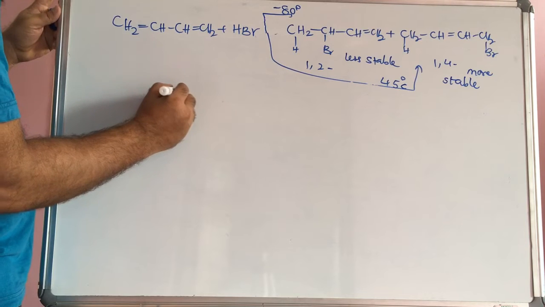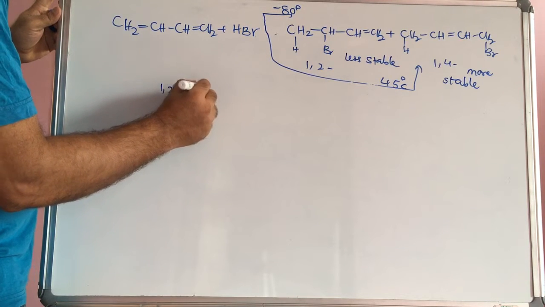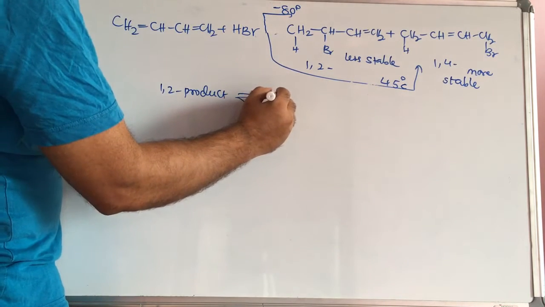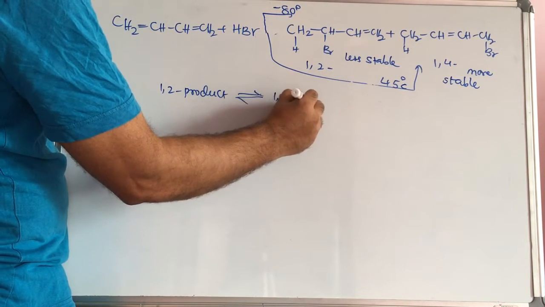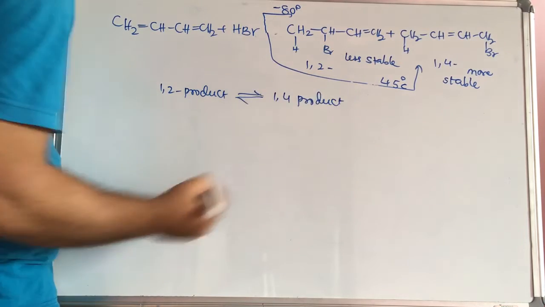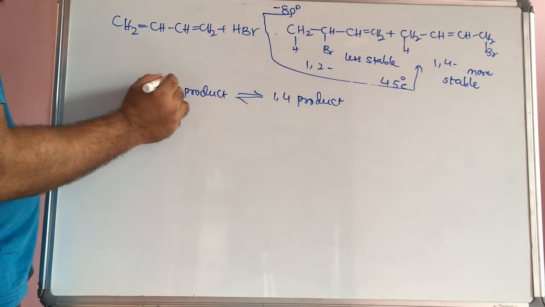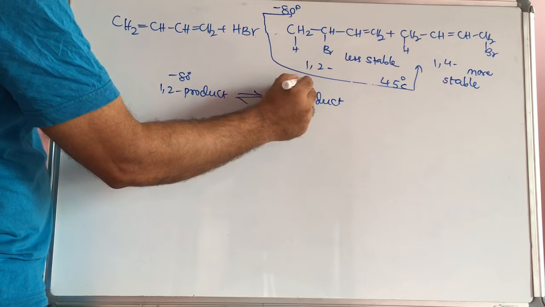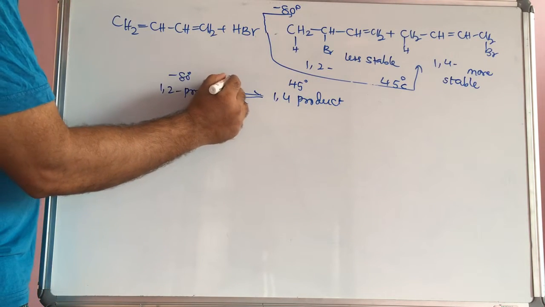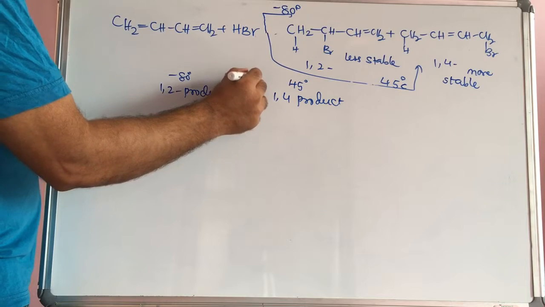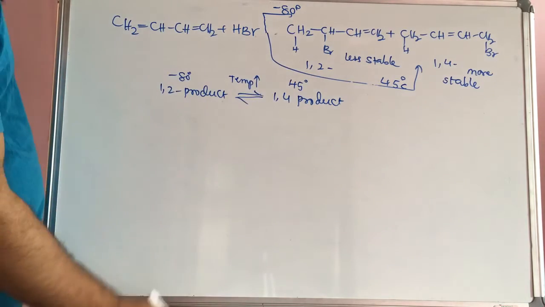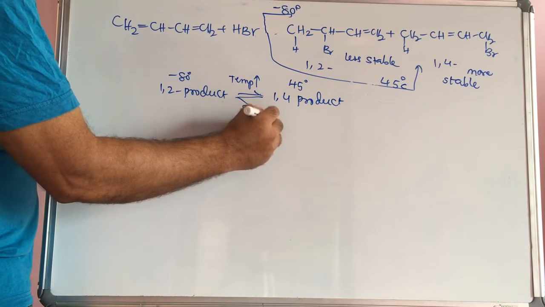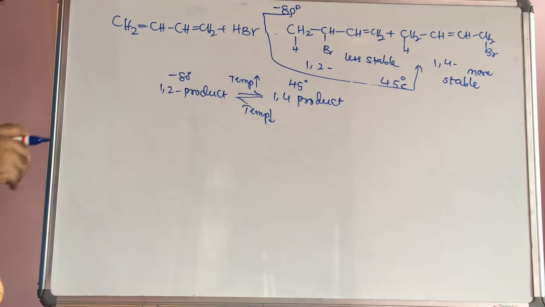That's why 1,2 product is converted into 1,4 product. This is at low temperature, for it is minus 80 degrees. This is 45 degrees. So temperature increases, then it will be converted into 1,4 product. Temperature decreases, then it will be converted into 1,2 products.